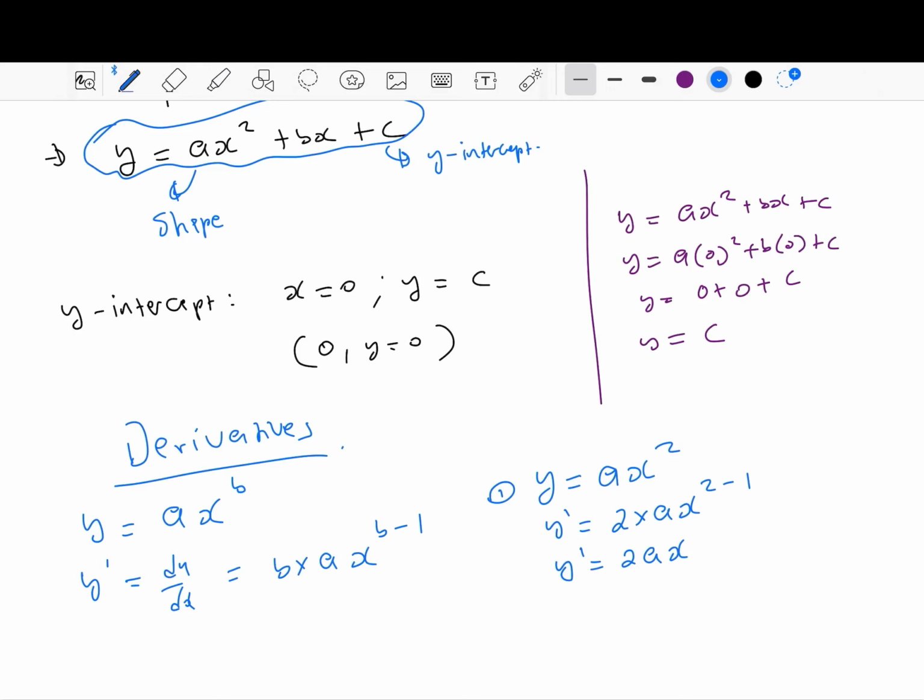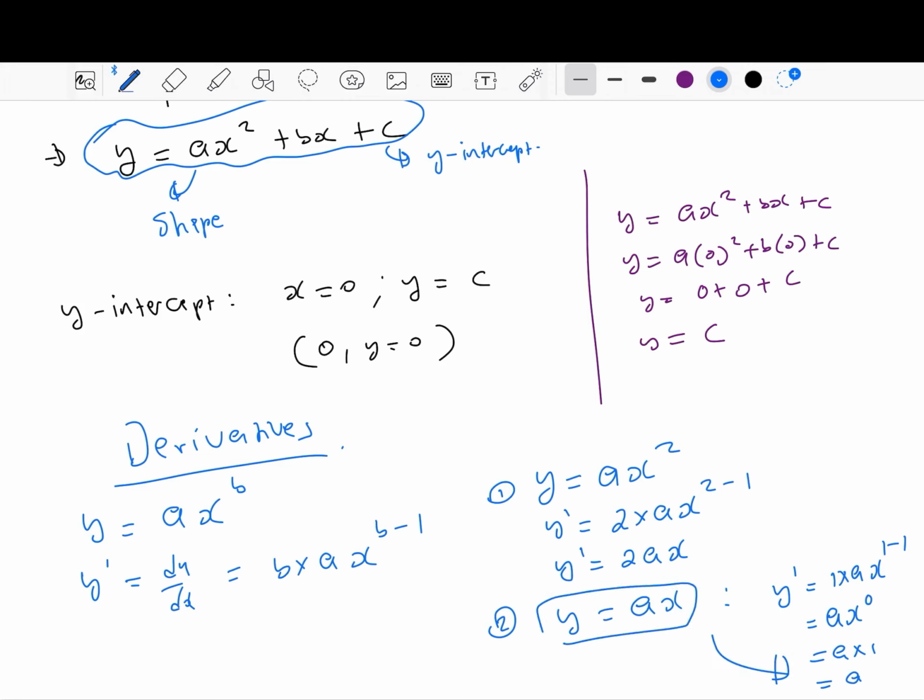Now what is the derivative of y is equal to ax? You're doing the same principle. You say the derivative of a is equal to a, say 1 times a, so it's 1 times a times x to the power 1 minus 1. So 1 times a is just a, and x to the power 0 is 1, because anything to the power 0 is 1. So you have a times 1, and a times 1 is a. So the derivative of y is equal to ax is a. The derivative of ax is a.